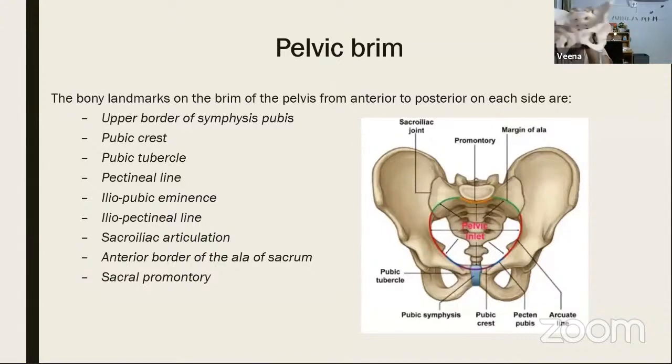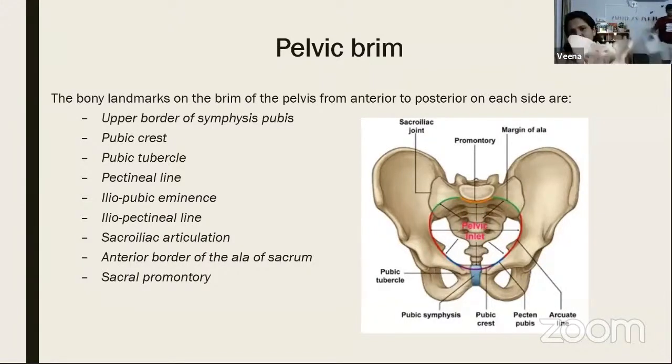Is it visible, Priyam? Okay, yes. This is the pubic crest. Pubic tubercle. You can see one proper tubercle here. And then we have the pectineal line. And then we have the iliopubic eminence on the inlet. There is a small bump here on the pectineal line. From the pubic tubercle till here, it is completely the iliopectineal line. From here till the joint is the iliopectineal line.